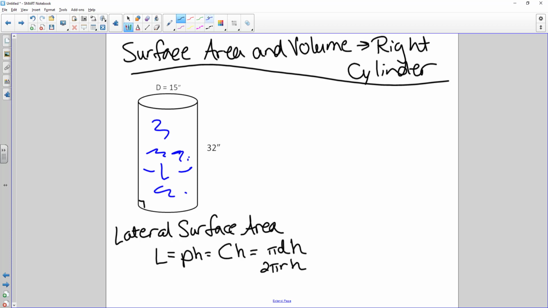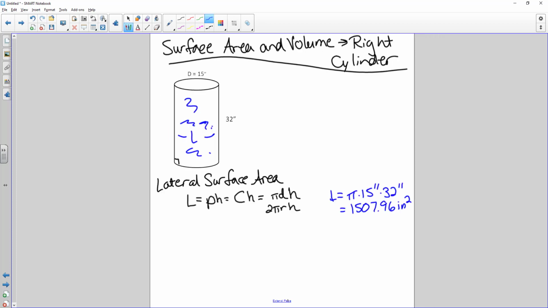So for this example, since we are given the diameter, I'm going to use that version. So pi times 15 inches times 32 inches. So my lateral surface area is going to be 1,507.96 inches times inches, so inches squared, or square inches. We're doing an area, so it makes sense that we'd get square inches.